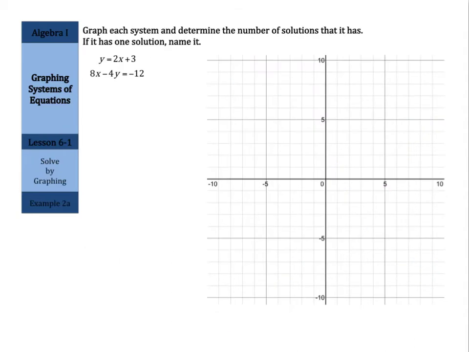Now graph each system and determine the number of solutions that it has. If it has one solution, name it. We'll start with the first one, y equals 2x plus 3. 3 is our y-intercept, so we'll go up to 3. Our slope is 2, so we're going to rise 2 and go over 1, since it's 2 over 1. We can also go from here down 2 and back 1. I'll sketch in this line as best as I can.